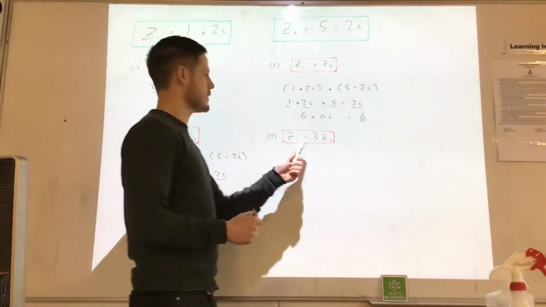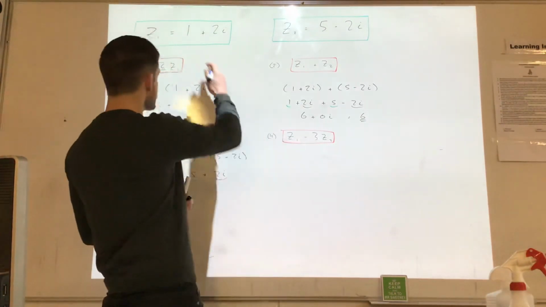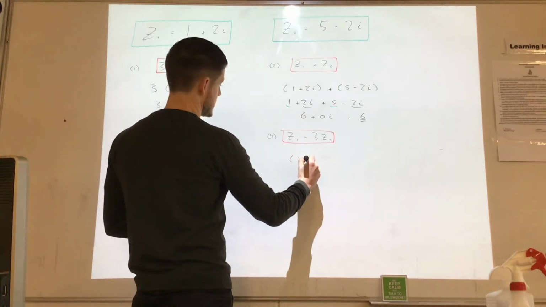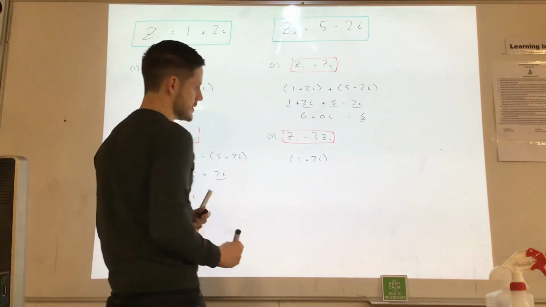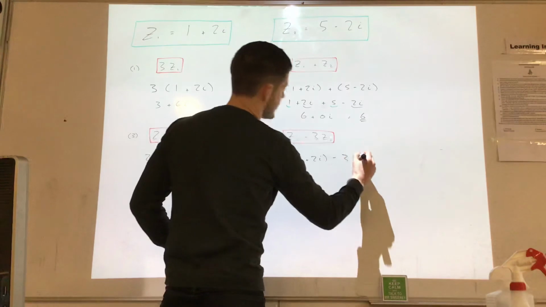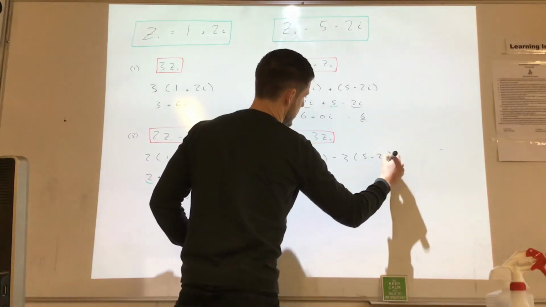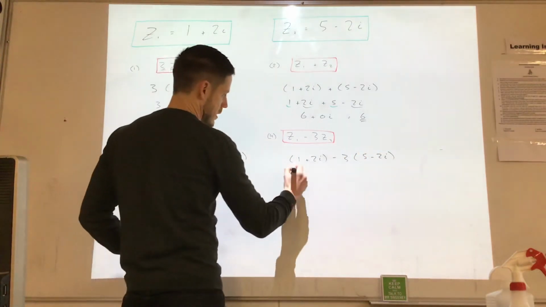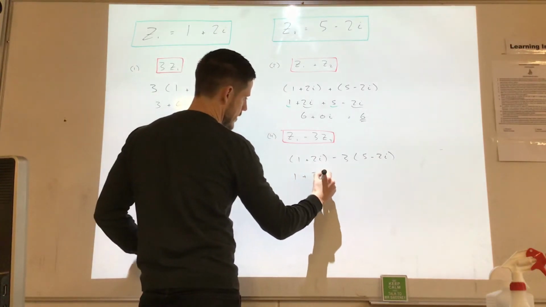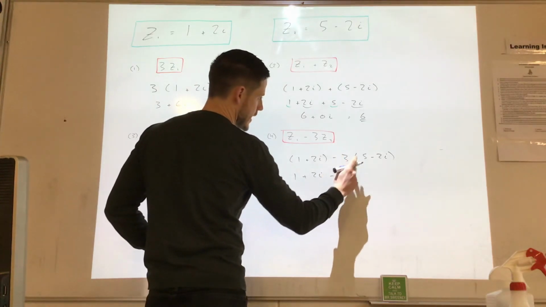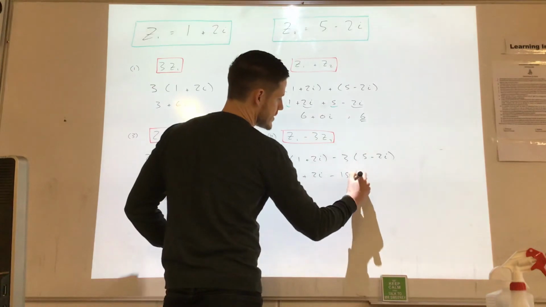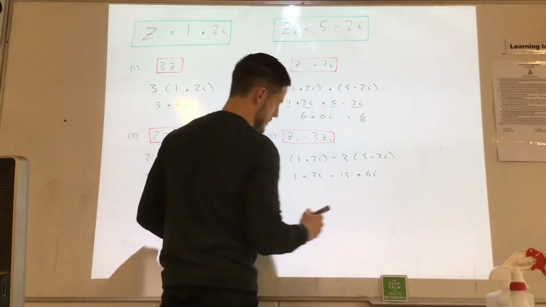And finally, z1 minus 3 times z2. So z1 in this case is 1 plus 2i. Again, I put it in brackets just to be sure. Minus 3 times z2, and z2 is 5 minus 2i there. This bracket has nothing multiplied, so it just stays as 1 plus 2i. Minus 3 by 5 gives me minus 15. And minus 3 by minus 2 gives me plus 6i.